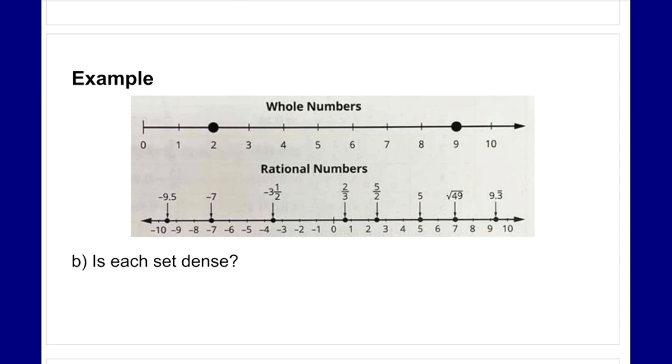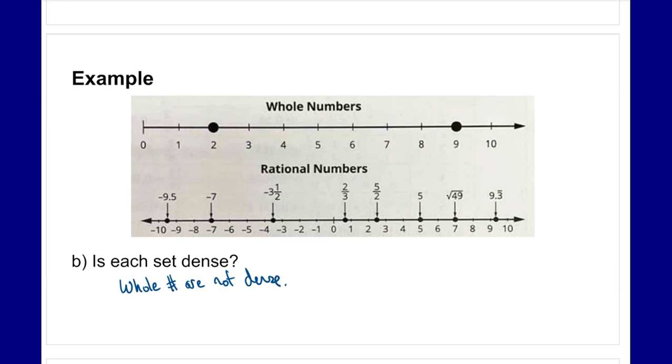So let's pick 2 more. Just for sake of argument, to speed it up, I'm going to pick 5 and 6. Is there any number between 5 and 6? No. So there are numbers between 5 and 6, but are there whole numbers between 5 and 6? In this case, no, there is not. There are not whole numbers between 5 and 6. So that means that the whole numbers subset is not dense. So whole numbers are not dense.